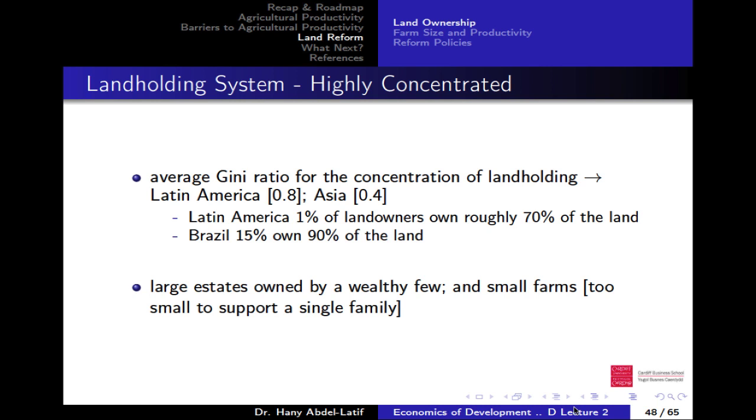So the land is highly concentrated. For example, the average Gini ratio for the concentration of land holding in Latin America is 0.2. If it goes from 0 to 1, as it goes to 1, that means it is highly concentrated. In Asia it is 0.4. Just to make things clear, in Latin America, 1% of landowners own roughly 70% of the land. So that might explain what that 80% means. In Brazil, 15% own 90% of the land. So that means we have large estates owned by a wealthy few.